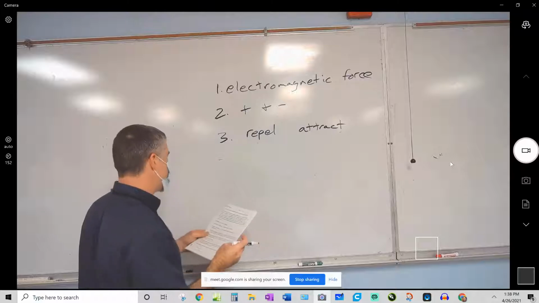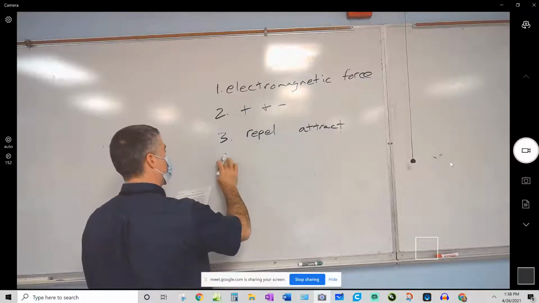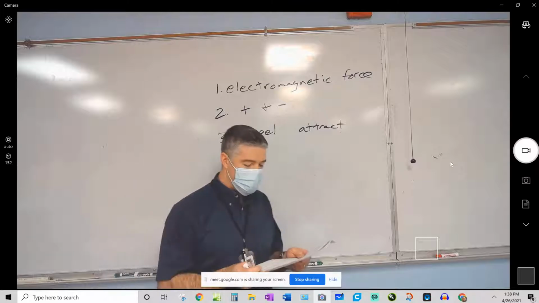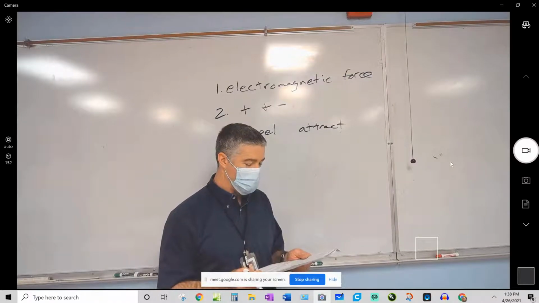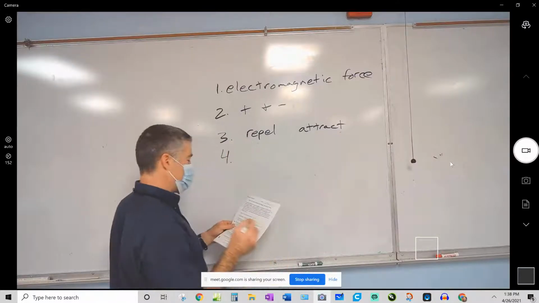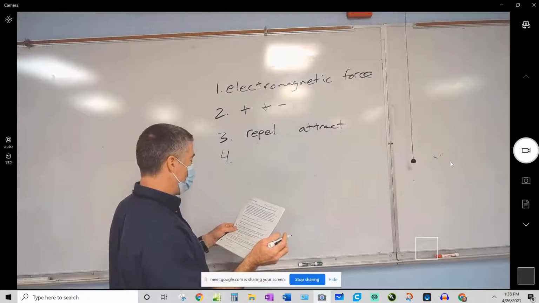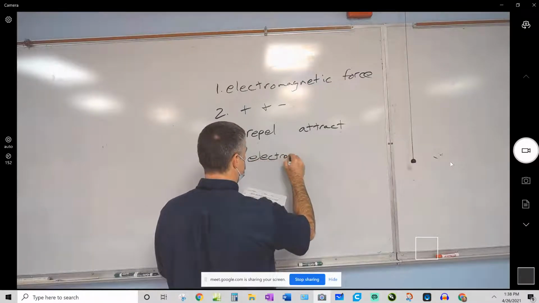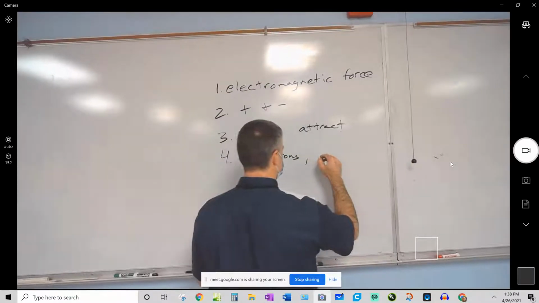So in atoms, this is a really important one. This is going to come up quite a bit. In atoms, blank carry negative charge and blank carry, actually this isn't the super important part. It's the sort of important part. So, and blank carry positive. What carries a negative charge in atoms? Electrons. And the other one is protons.